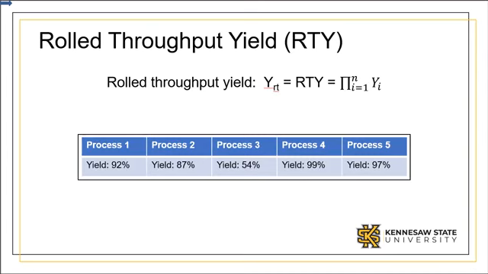Some steps to follow when finding roll throughput yield. First, calculate the yield for each step and then the resulting roll throughput yield. Second, the roll throughput yield for a process will be the baseline metric. Finally, look for opportunities to shore up performance in processes with low yields.